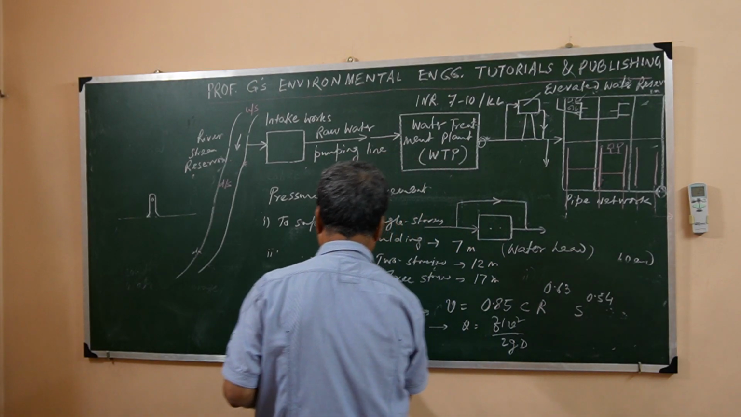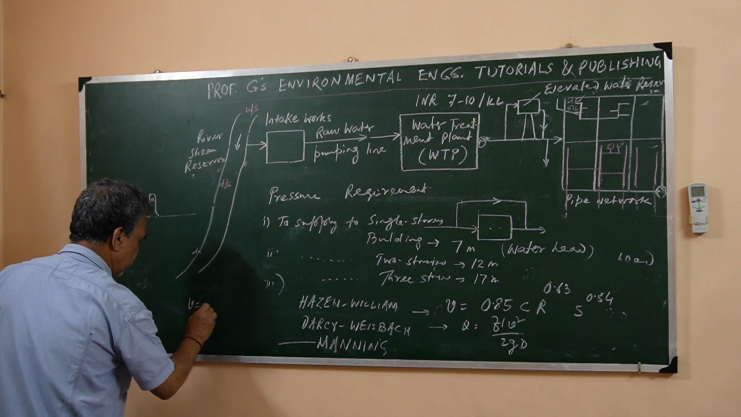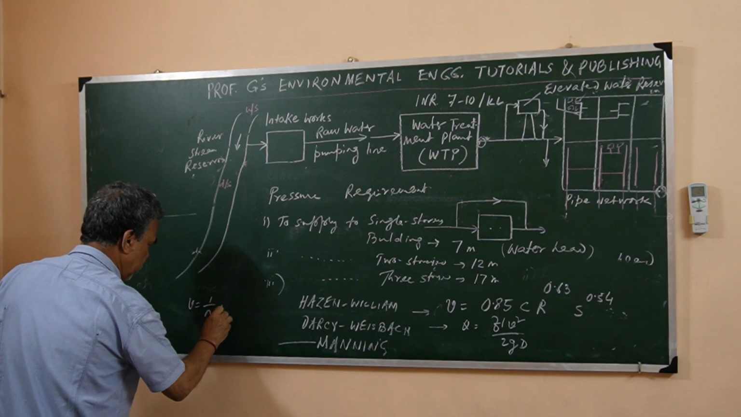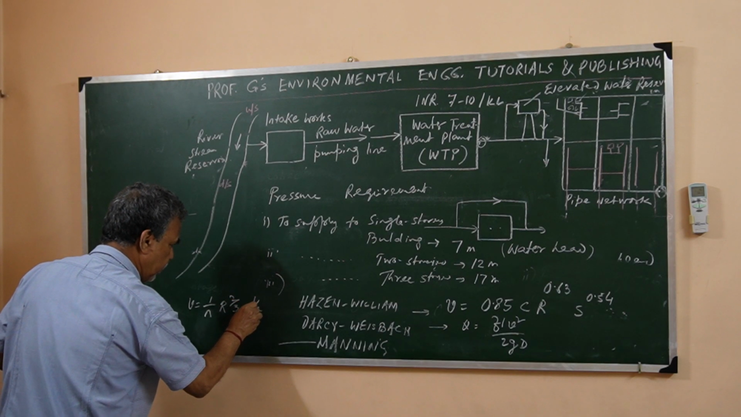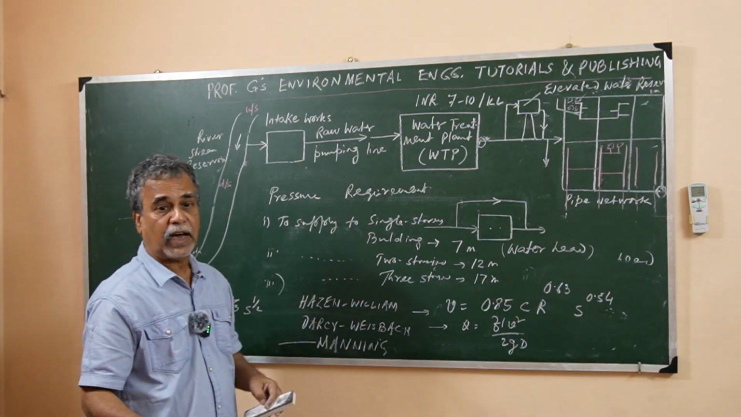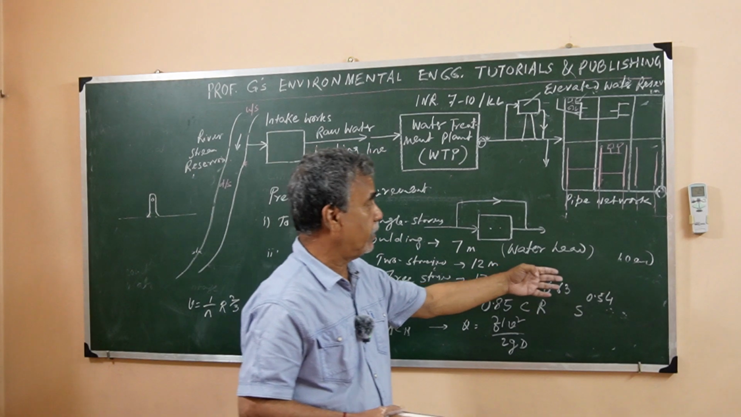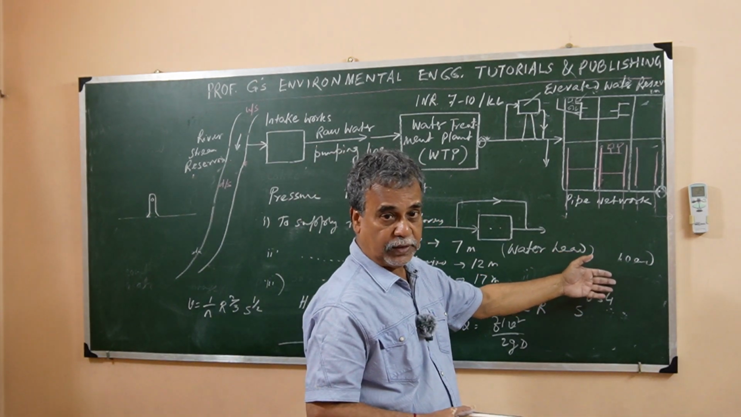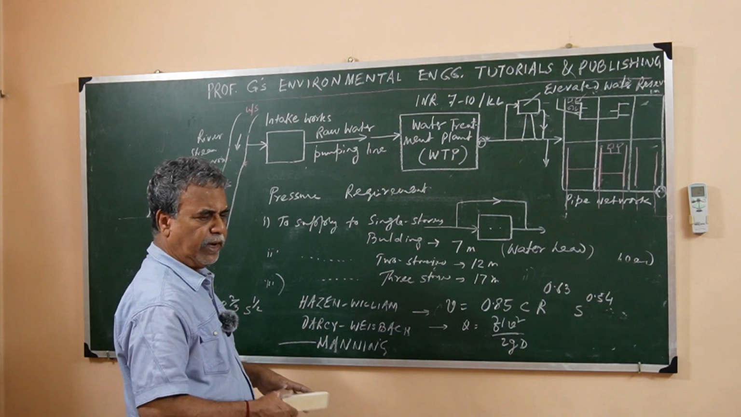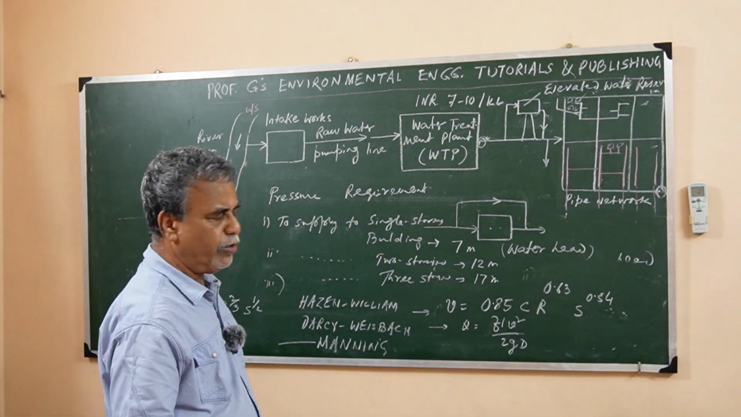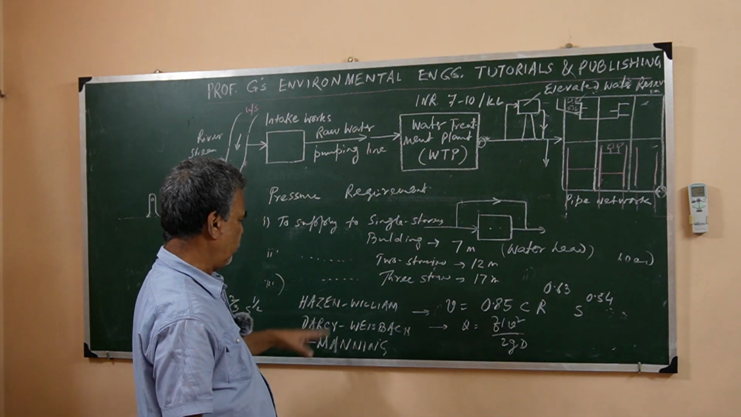Right, and the Manning's, if you write this side, so this would be velocity is equal to 1 by n, R to the power 2/3, S to the power half. So these are the hydraulic equations which are used to find out the friction loss also, right? Friction loss. So these, you will get in any standard fluid mechanics books or books dealing with hydraulics.